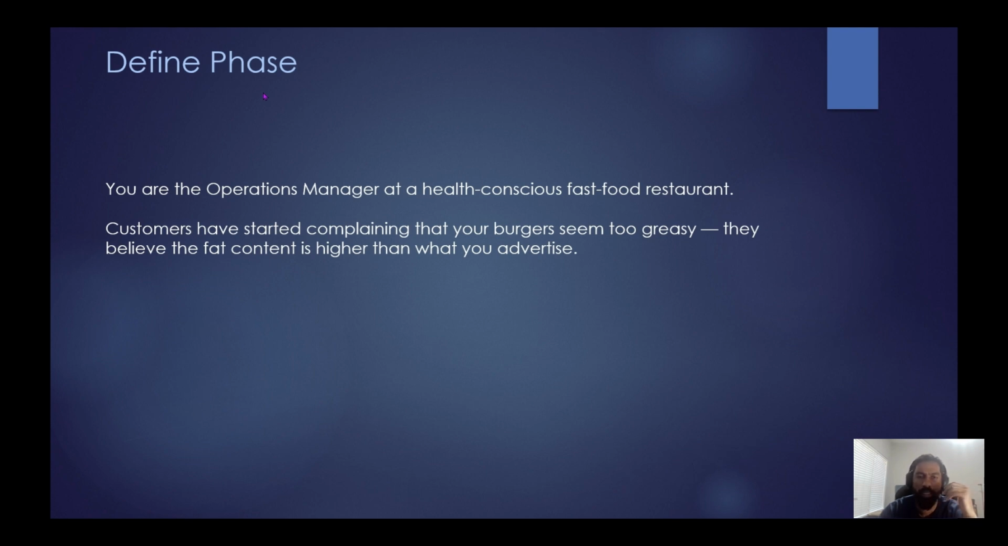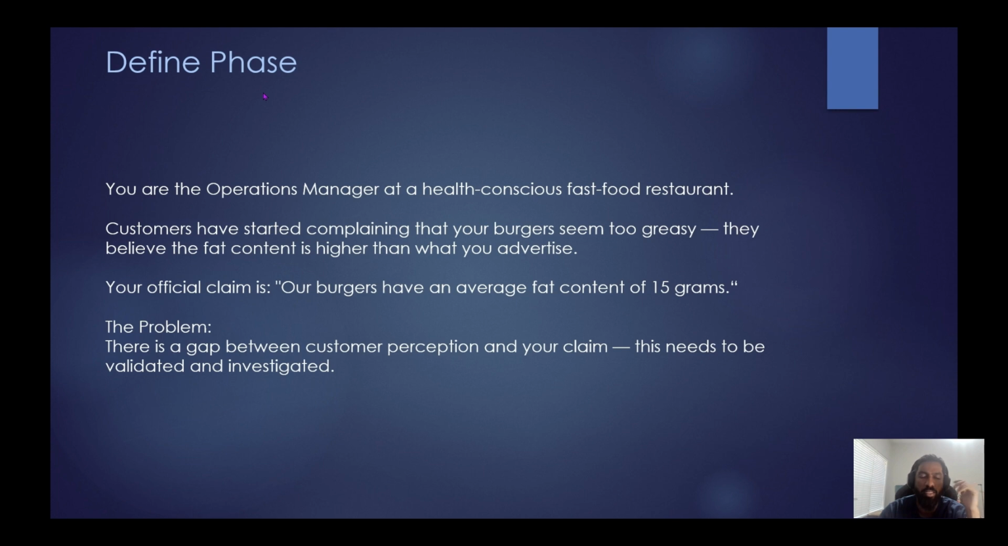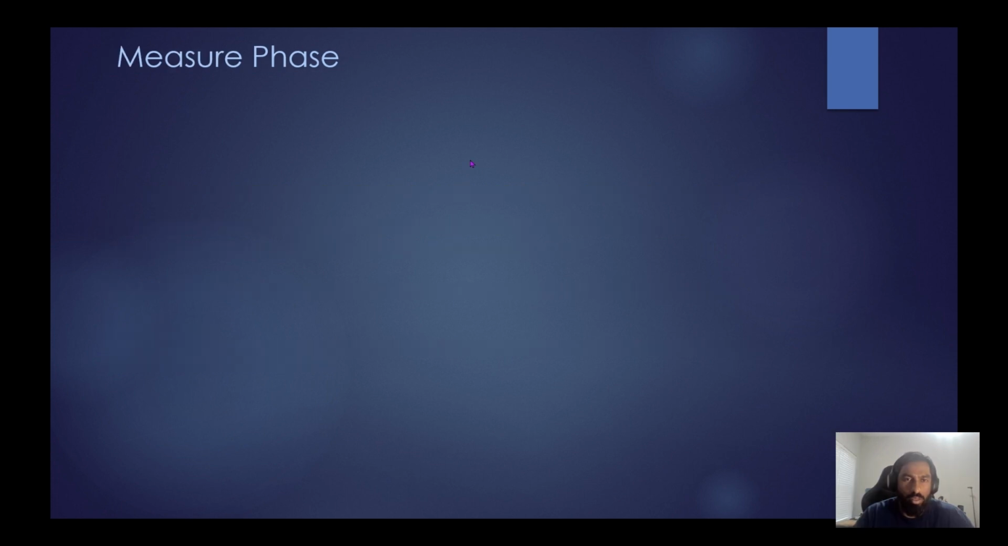Customers have started complaining that your burgers have too much grease, too much fat in them, much higher than what you claim. And your claim has always been that your burgers have, on average, 15 grams of fat. So there is a problem here. The problem being the discrepancy between customers' perception and your claim. This needs to be understood better.